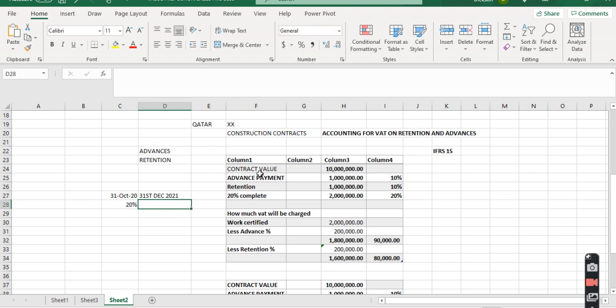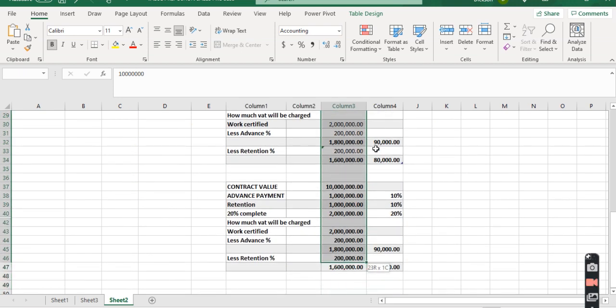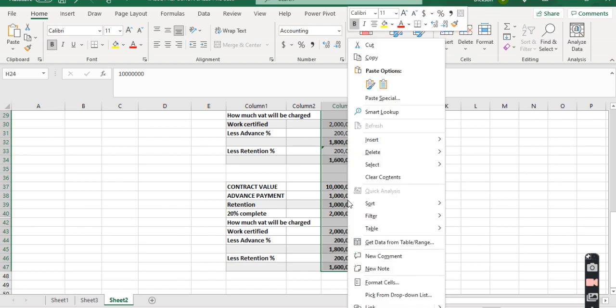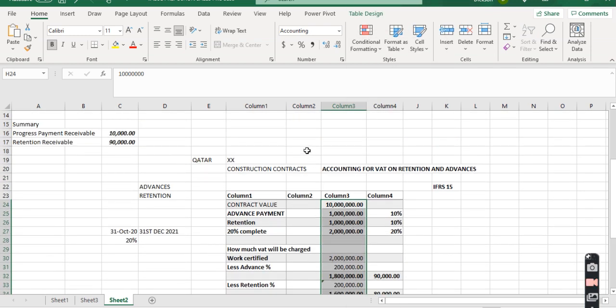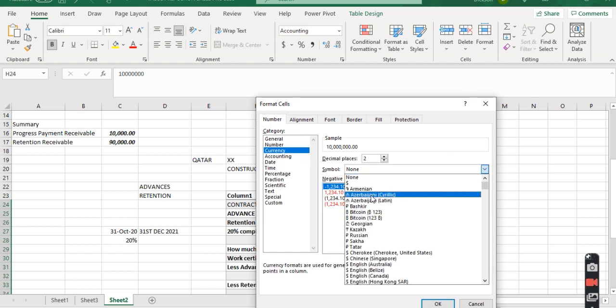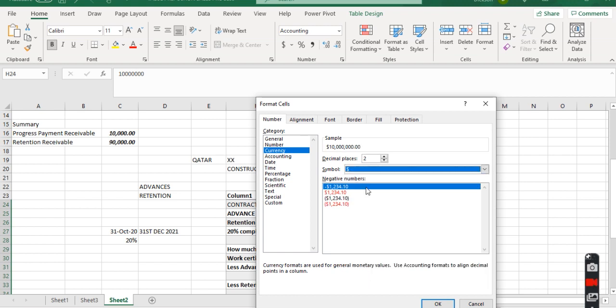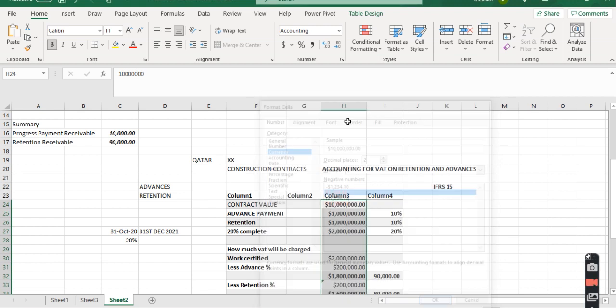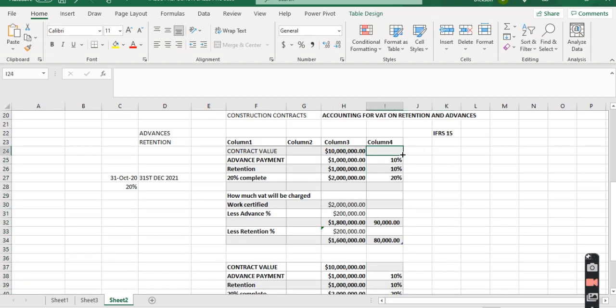And let's assume that the contract value was 10 million US dollars. Let me format this as currency, select US dollars, select the dollar sign. Okay, let's assume that the contract value was $10 million, and let's assume that there was an advance payment of 10% and a retention of 10%.